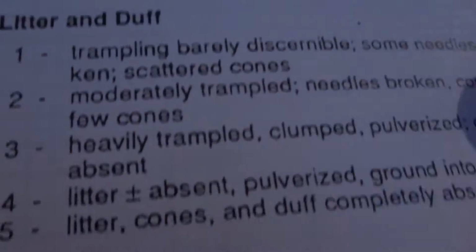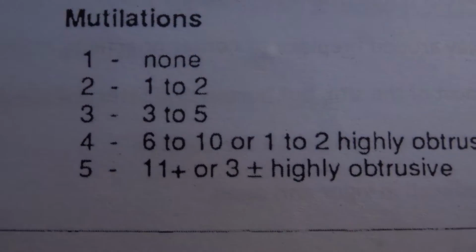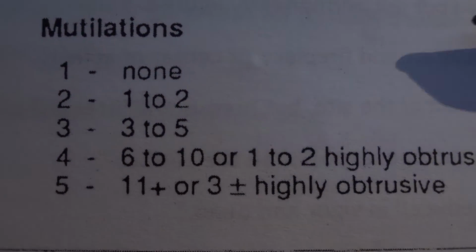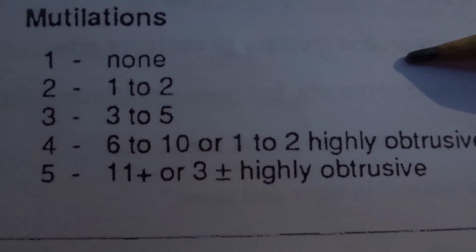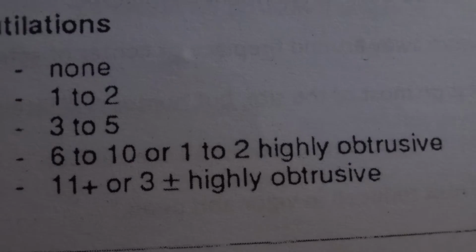So number 8, asking about mutilations that we just walked around and looked at. I would say that we are in the none area, which is unusual. 1 to 2, 3 to 5, highly obtrusive, and so yeah, we're going to go with a number 1.